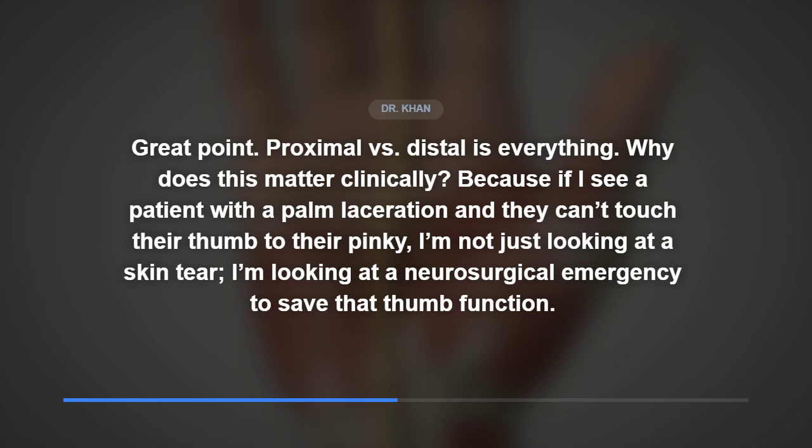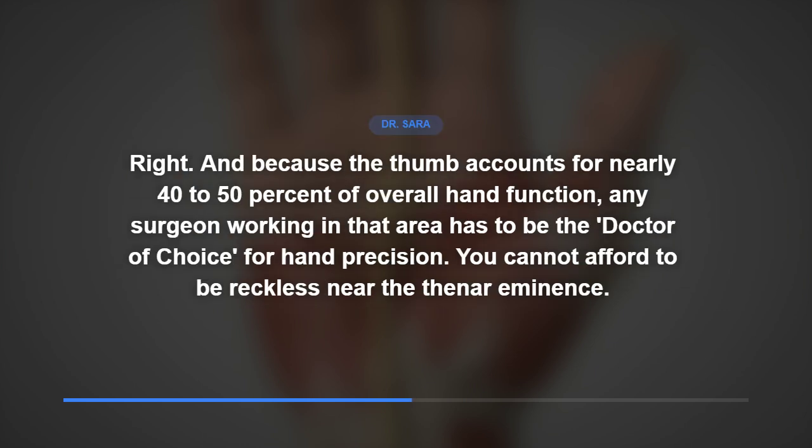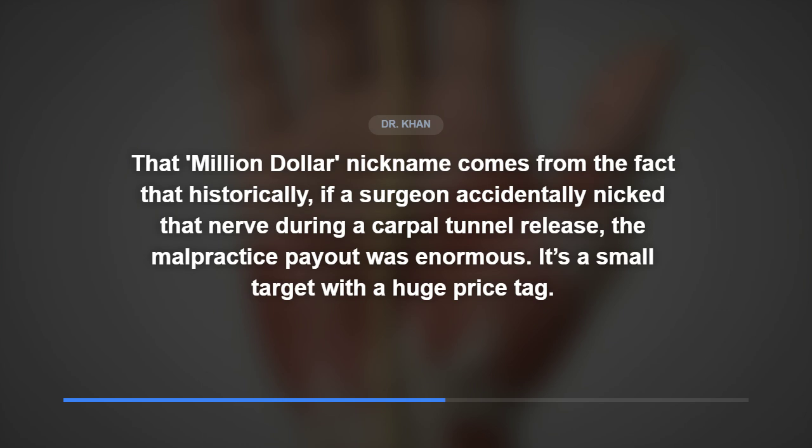Why does this matter clinically? Because if I see a patient with a palm laceration and they can't touch their thumb to their pinky, I'm not just looking at a skin tear, I'm looking at a neurosurgical emergency to save that thumb function. Right. And because the thumb accounts for nearly 40 to 50% of overall hand function, any surgeon working in that area has to be the doctor of choice for hand precision. You cannot afford to be reckless near the thenar eminence.